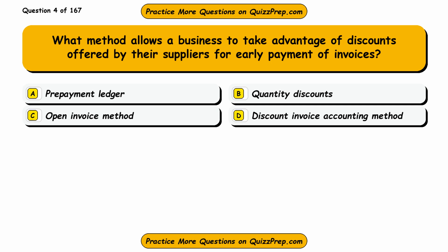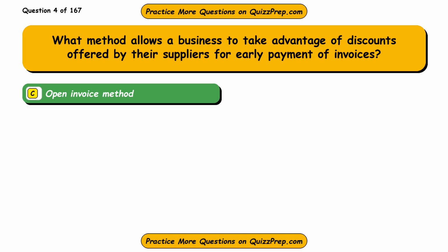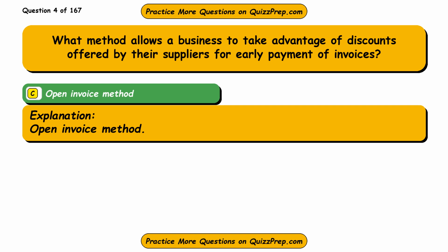Question 4. What method allows a business to take advantage of discounts offered by their suppliers for early payment of invoices? Option A. Prepayment ledger. Option B. Quantity discounts. Option C. Open invoice method. Option D. Discount invoice accounting method. The correct answer is option C. Open invoice method.